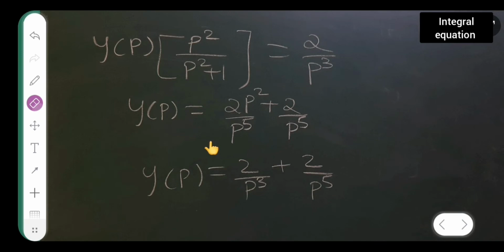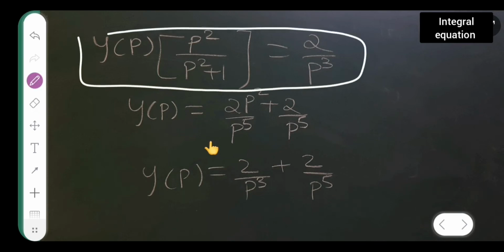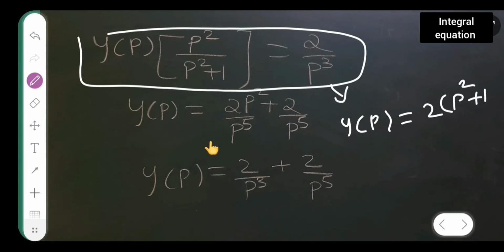Let me do this step. This step I am going to solve here. Now y of p is equal to 2 into p square plus 1 upon p cube into p square, sorry.